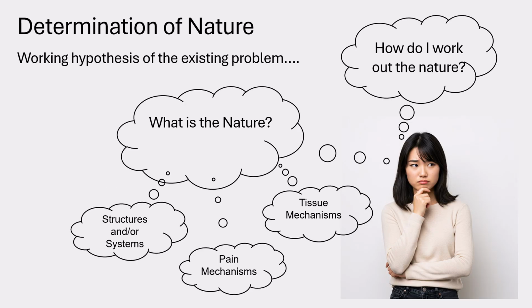As you can see, determining the nature of the condition requires a lot more information to be considered. Let's try to come up with a working hypothesis of what our patient's condition may be based on some of the information categories we've just looked over. In terms of the structure that may be involved, what are some of the structures within the area that the patient is experiencing?